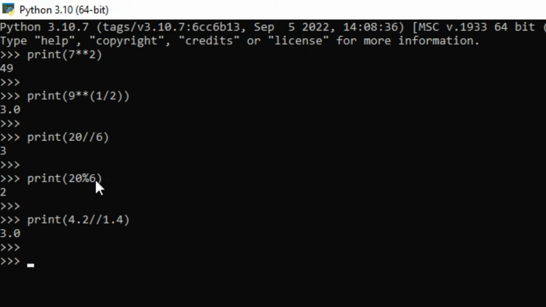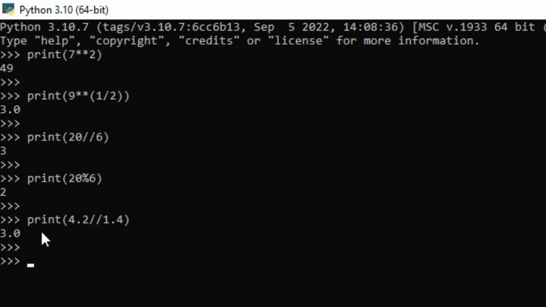So 20 divided by 6, the nearest floor division is 3. So 6 times 3 is 18, and then there's 2 left over. It's pretty much just a remainder that's left over, if that makes sense.